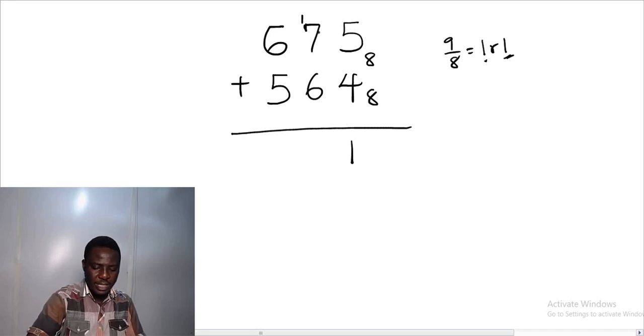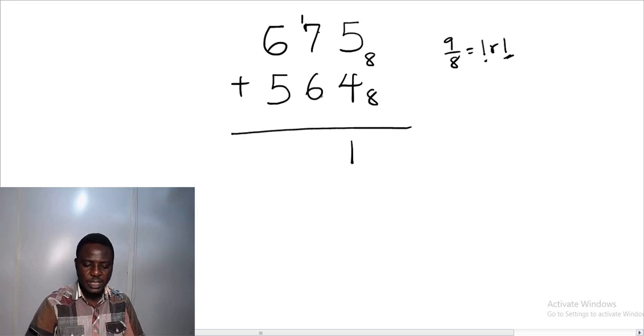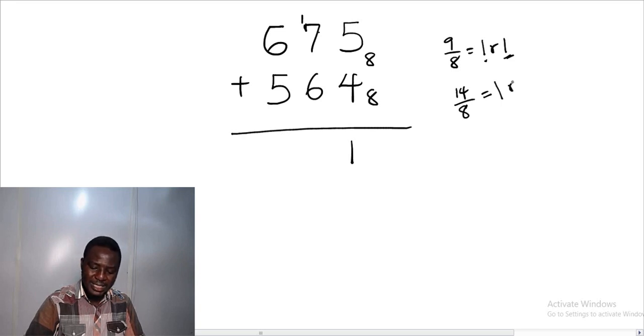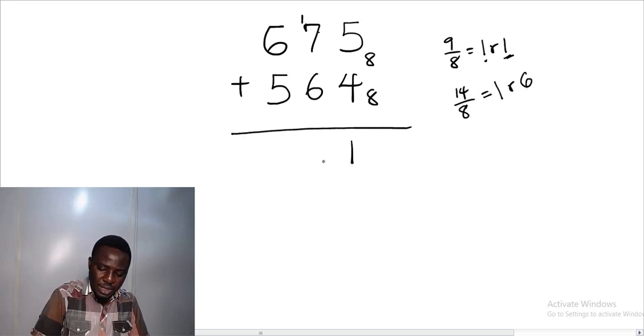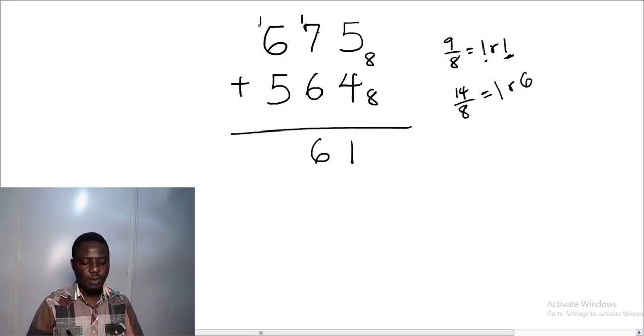1 plus 7 is 8. 8 plus 6 is 14. But 14 is equally not a digit in base 8. So I'm going to divide 14 by 8. And 14 divided by 8 is said to be 1 remainder 6. So this gives me 6. And I'll take the 1 up. 1 plus 6 is 7.